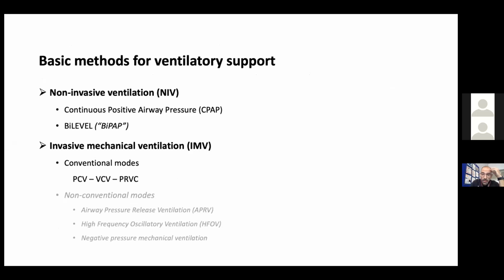So we have non-invasive ventilation, which is continuous positive airway pressure, CPAP, or bi-level pressure, which is a pressure in inspiration and a pressure in expiration. So IPAP and EPAP, which is sometimes called BiPAP. And then we have invasive mechanical ventilation, which has conventional modes, which I will talk about a bit more, and I will go very quickly through two of the non-conventional modes.